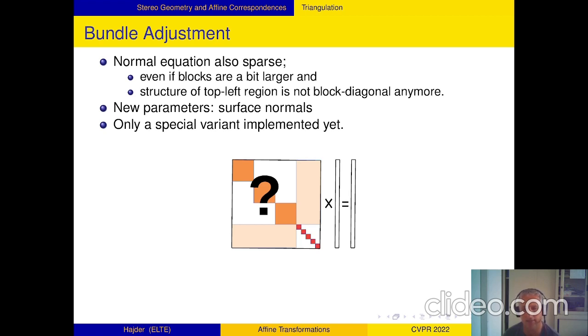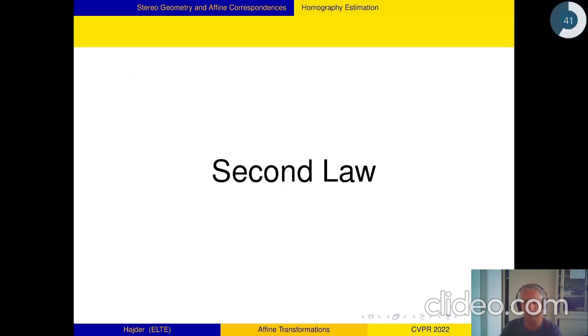And here in the bottom you see the normal equations, and in the Bundle adjustment there are many block diagonal matrices, concretely two block diagonal matrices, and on the top left corner, the structure of the top left corner is not the same as for the case when only point correspondences are used. So it's also an open problem of the computer vision problem set.